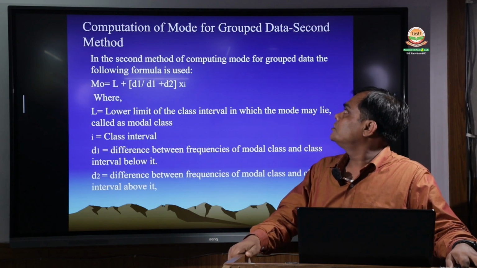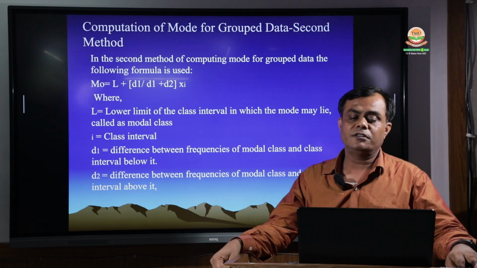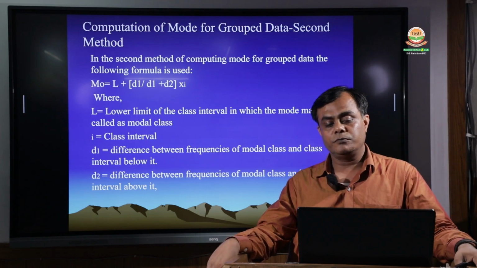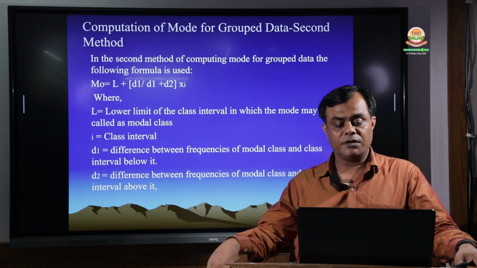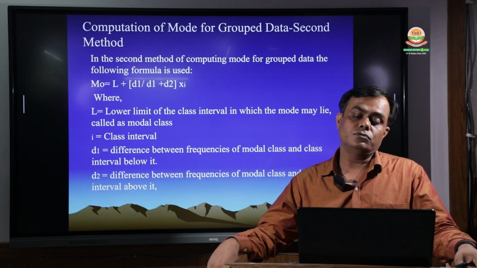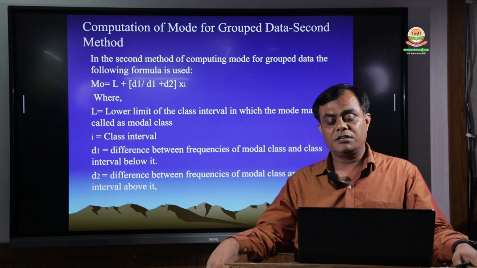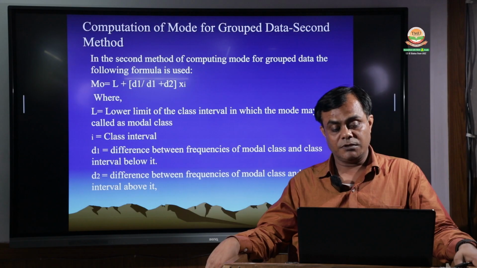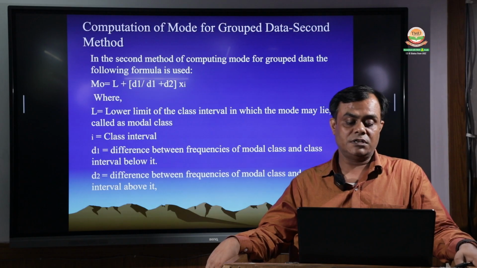Computation of mode for the group data, second method. In the second method, the following formula is used: Mo = L + (D1 / (D1 + D2)) × i, where L is the lower limit of the class interval in which the mode may lie, called the modal class interval. If the mode value lies in that interval, it is called the modal class interval.